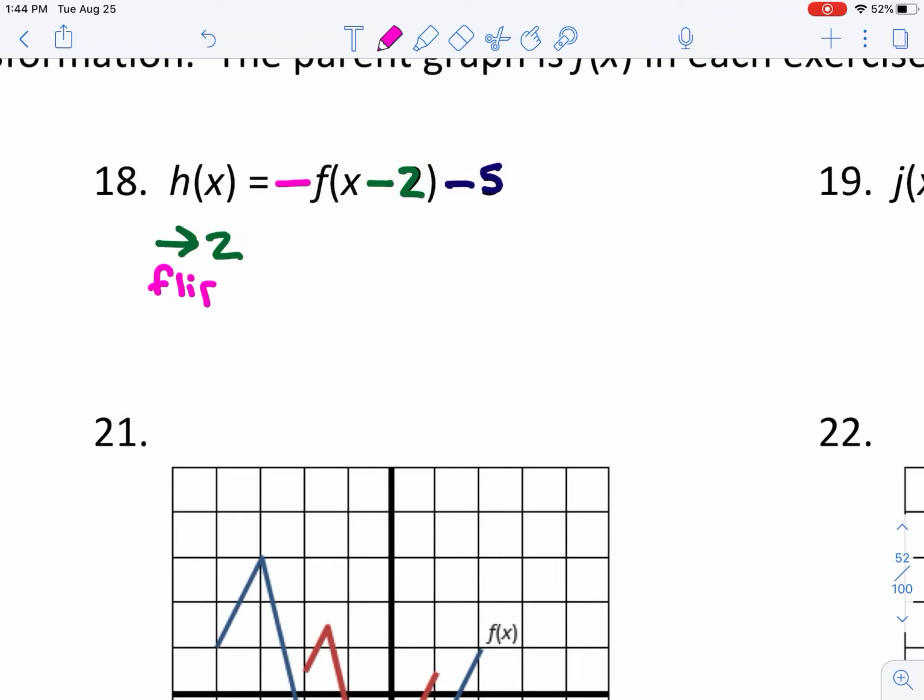The negative is the next most important thing because it's multiplying. And since it's on the outside, it tells us to flip up and down, which is over the x-axis. That -5 tells us to go down 5. And that's the end.